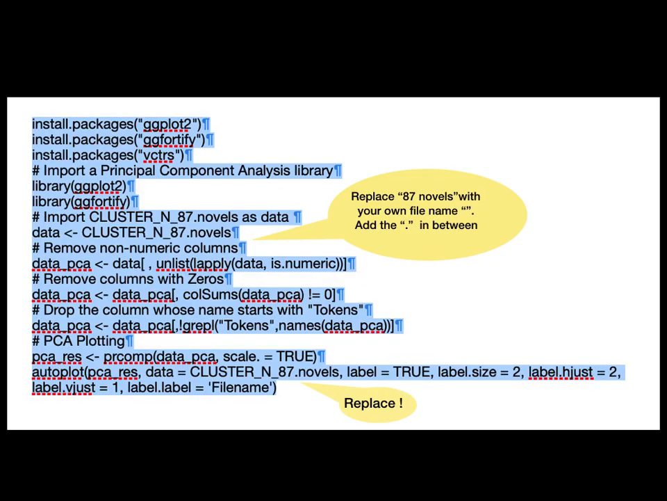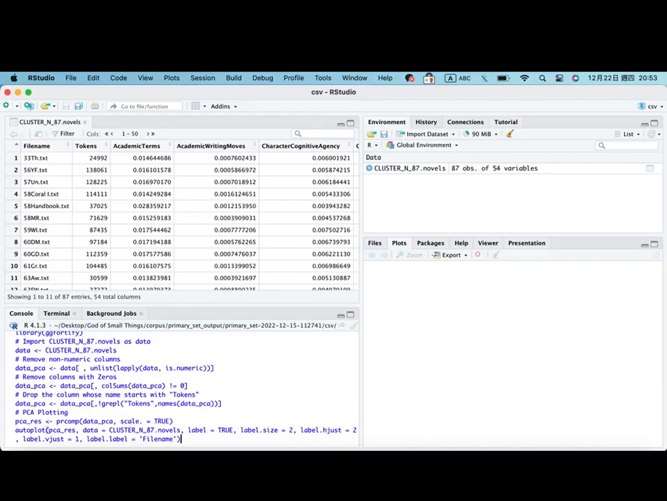Next, try to copy my command. Do remember to replace my 87 novels with your own file name and add the dot in between. 87 novels is my file's name, but not yours, and it appears 3 times. Do replace them with the name that you gave your file. Then copy and paste all the command in here and press your enter key.